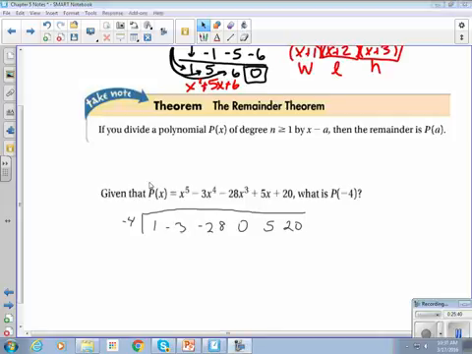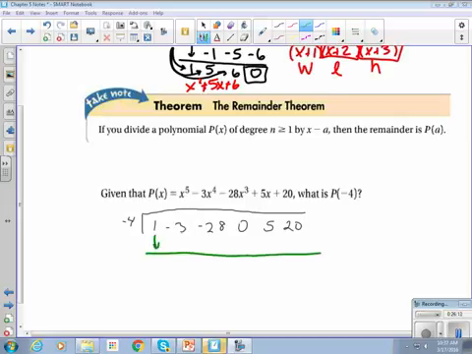Okay. So you set up your synthetic division. You got -4. So when it says P of a, whatever that a value is, you don't switch the sign. You just throw it right in front. And then the coefficients are 1, -3, -28, 0, because there's no x squared term, 5, and 20. We've got to keep it diligent. We can't forget the ones that don't appear.